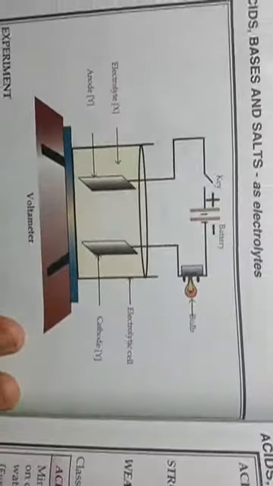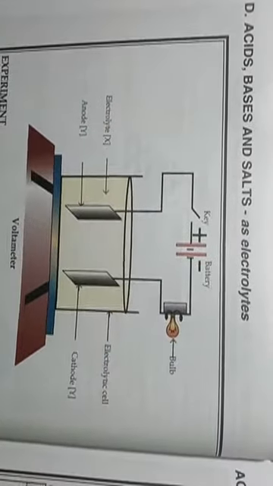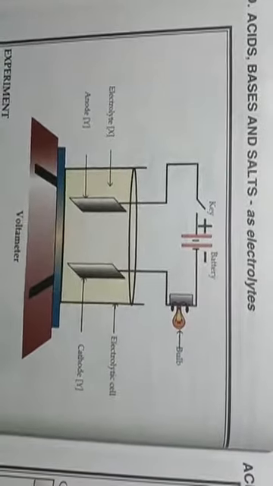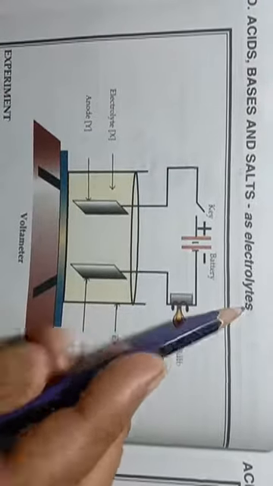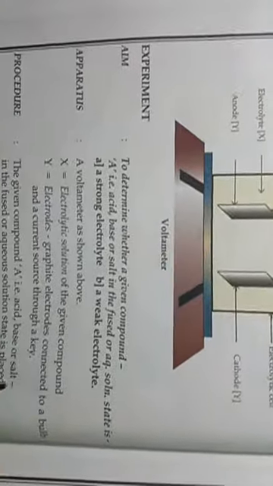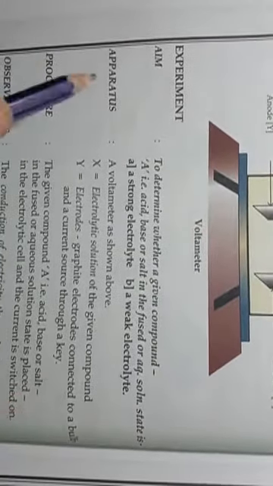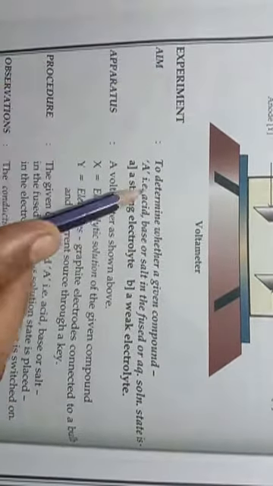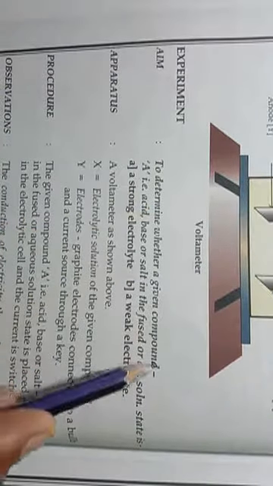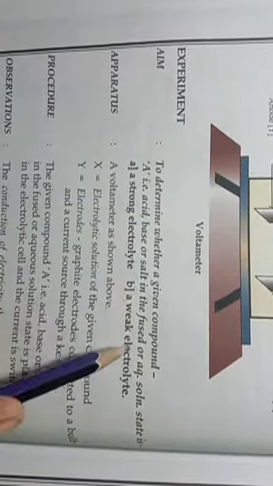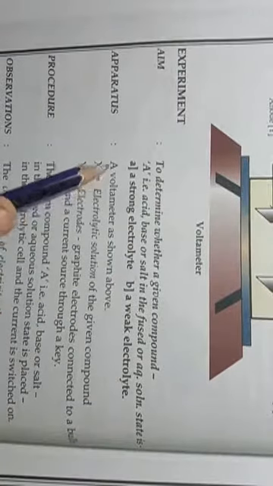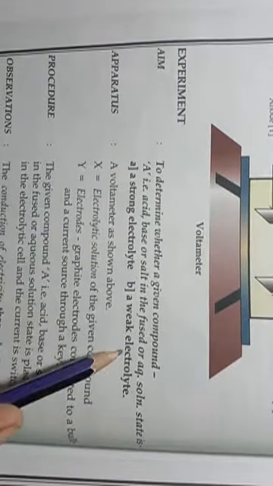The next heading is acids, bases and salts and electrolytes. So acids, bases and salts are considered as electrolytes. One experiment is given. What is the aim of this experiment? To determine whether a given compound A, which can be an acid, base or salt, in the fused or aqueous solution state is a strong electrolyte or a weak electrolyte.